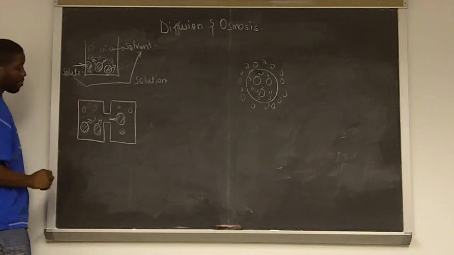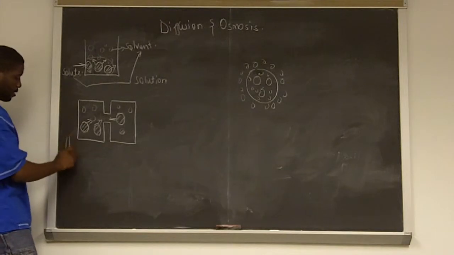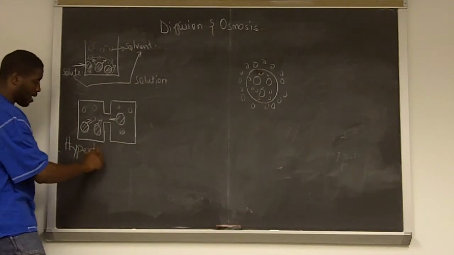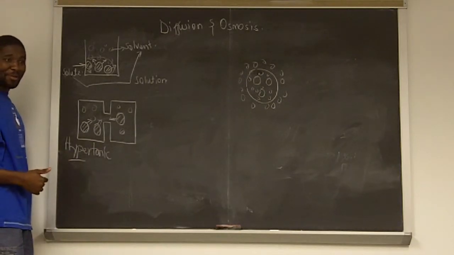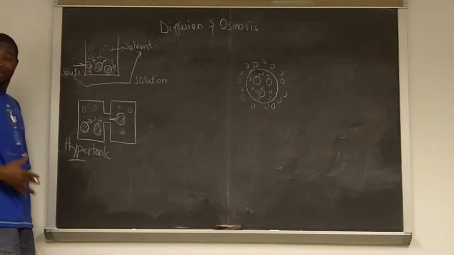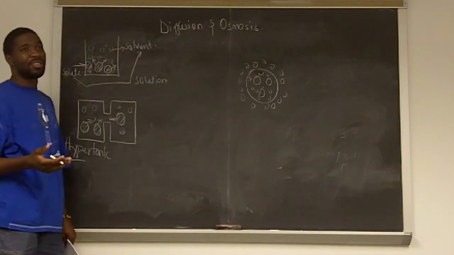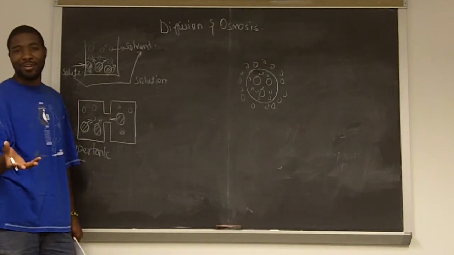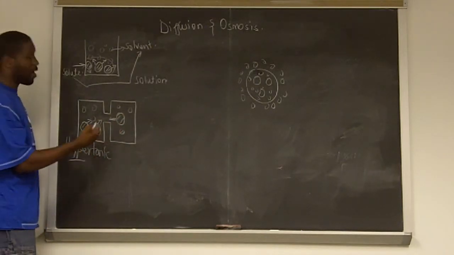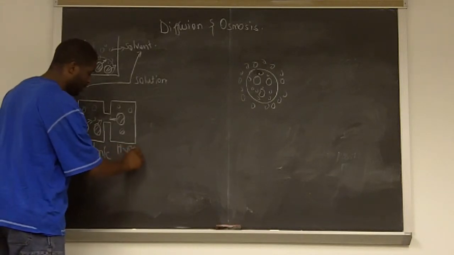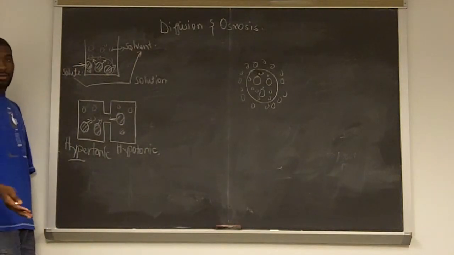This solution at this part is more highly concentrated than the other side, right? So that is what we call a hypertonic solution. Hyper is something that is too much, right? In medical school, you hear somebody say you're hyperglycemic. You have too much sugar in your body. So the opposite of hyper is what? Hypo. So this one here is going to be hypotonic, which means it's less of it, right?